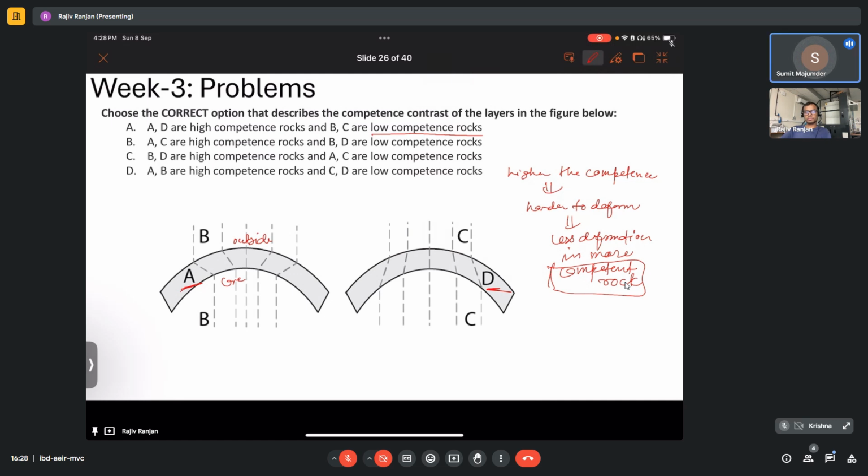Sir, you have just said that in case of more competent rocks, should I say rock or layer? Layer or rock, you can also say layer. In case of higher competency, the curvature will be less, it will be difficult to deform. Should I think in terms of curvature? The curvature will be less. Deformity is also okay. Deformity would be less.